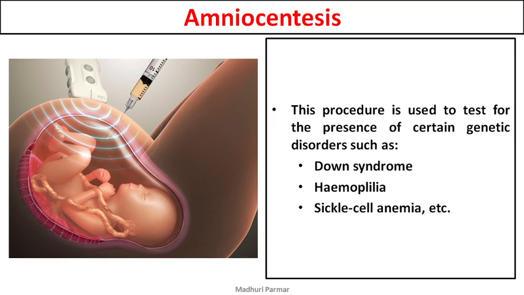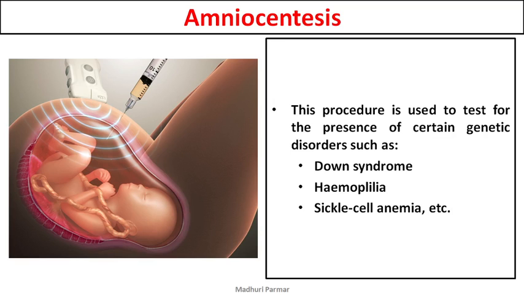Then sickle cell anemia, where the RBCs are sickle shaped. So all of these conditions and more, whether the child is mentally retarded, or if physically it is not developing or maturing as it should, can all be found out by amniocentesis.